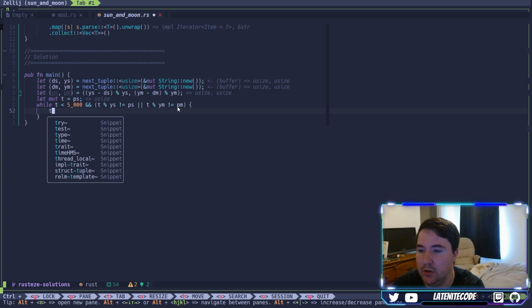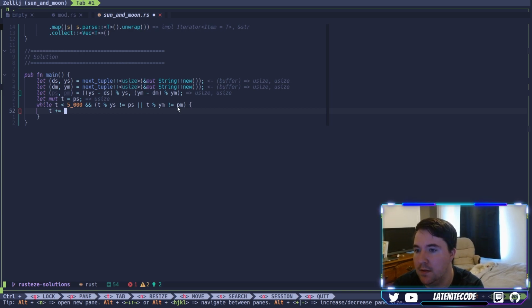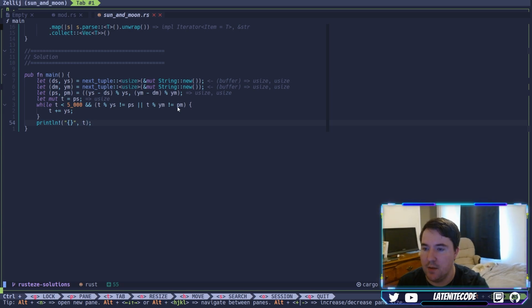And so then the last thing we do is we say t plus equals, in this particular case ys, since we're using it over ps, and then afterwards we've found our solution, so we just print t. Okay, so looks pretty good. We get our sun pair, our moon pair. We know the point, we know the mod class for when the sun and moon hit the respective point in the sky. We'll start with PS and we'll check if that point is a solution. And then if it's not, we'll keep incrementing by ys until we find an appropriate solution. Okay, that's looking pretty good.